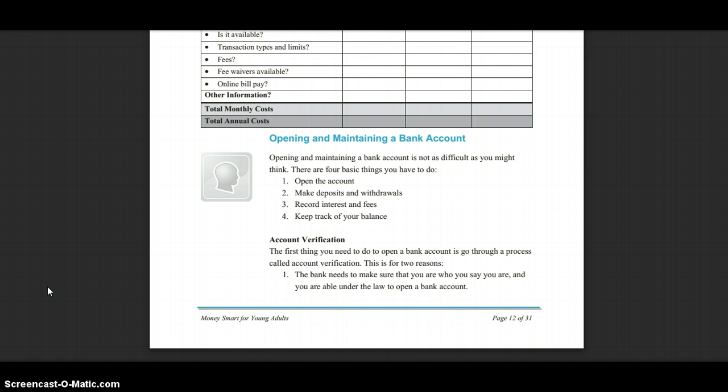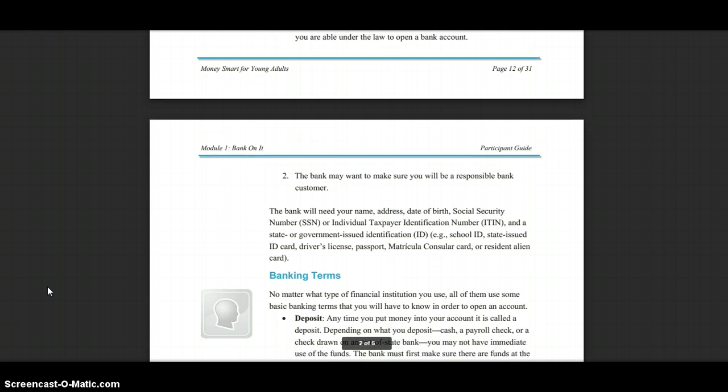Account verification. The first thing you need to do to open a bank account is to go through a process called verification. This is for 2 reasons. The bank needs to make sure that you are who you say you are, and you are able, under the law, to open a bank account. The bank may want to make sure you will be a responsible bank customer.